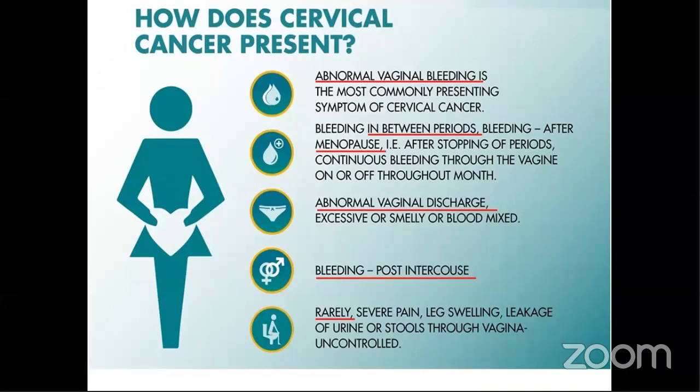What is it? So abnormal uterine bleeding, which can be in the form of menorrhagia or metrorrhagia, postmenopausal bleeding, or postcoital bleeding. Okay, so the common presentation is with respect to vaginal bleeding, and then they also can have abnormal vaginal discharge, which is excessive or which is foul smelling.